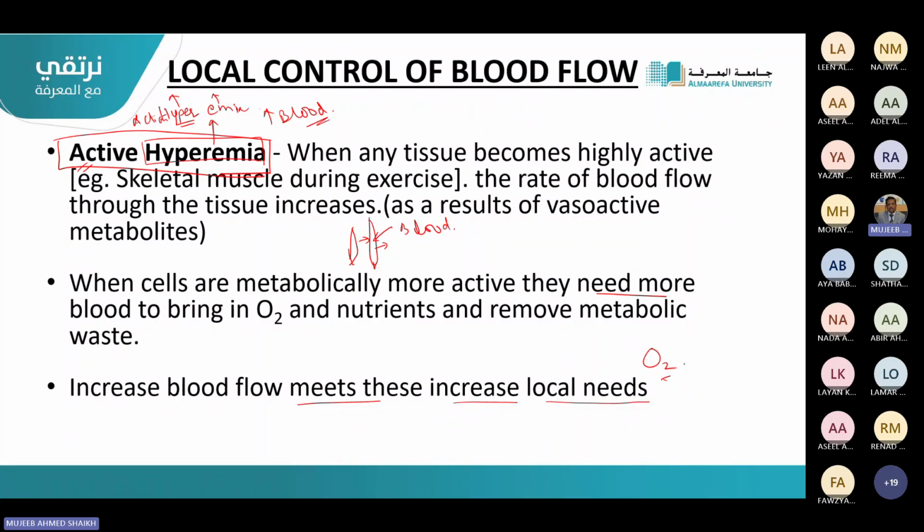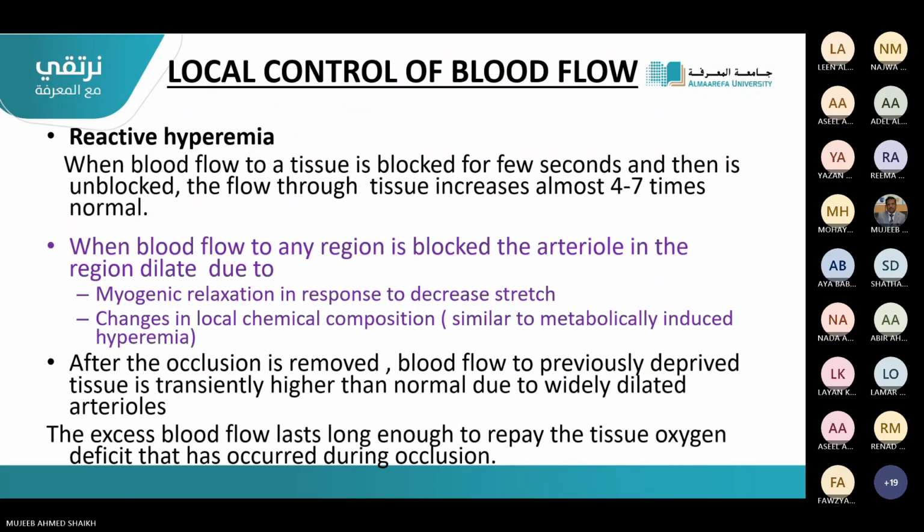An example is exercising muscle. Come back to another term, which is reactive hyperemia. Here hyperemia means the same, increased blood flow. But what is meant by reactive hyperemia? In reaction to decreased blood flow. Hyperemia, that is increased blood flow in reaction to decreased blood flow or decreased oxygen supply.